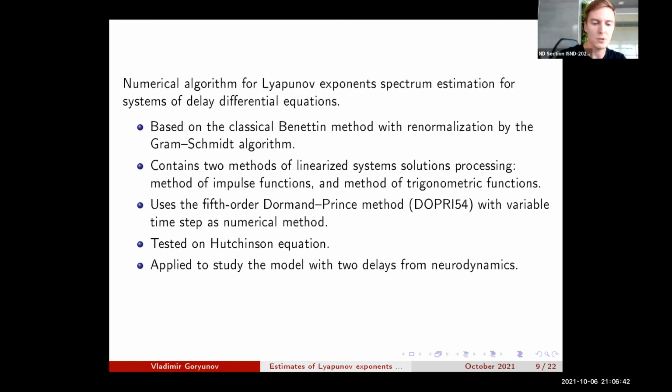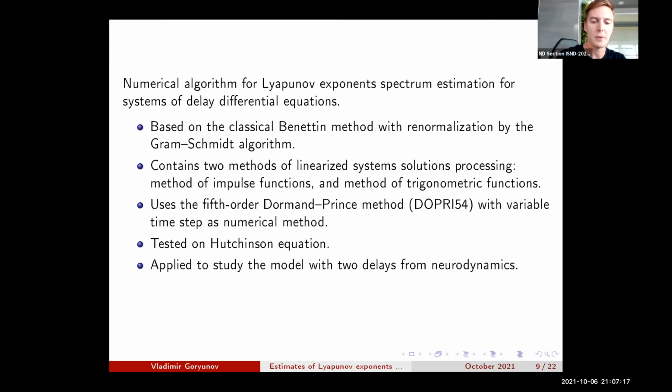It uses the fifth order Dormand-Prince method with variable time step as numerical method. It was tested on the Hutchinson equation, in case of which the Lyapunov exponents can be calculated in a different way by solving the system of algebraic equations. It was applied to study the model with two delays from neurodynamics, where the multipliers of solutions were calculated analytically in the limiting case. And in the case of a simply large parameter, the multipliers were determined numerically using the algorithm. And the numerical results corresponded with the analytical.